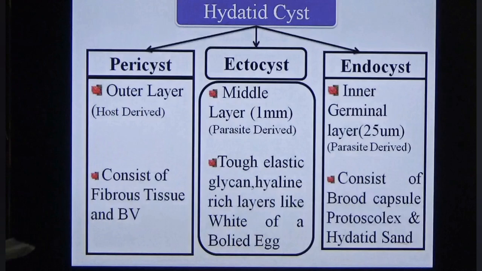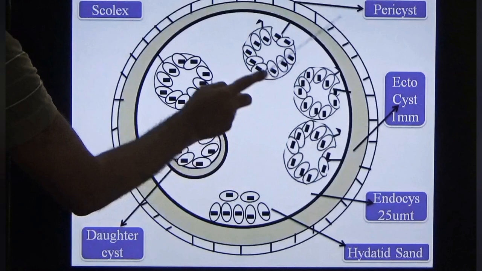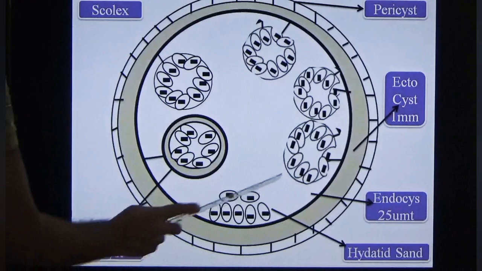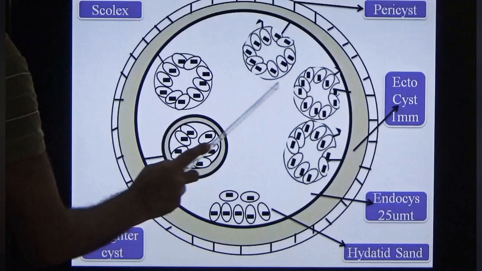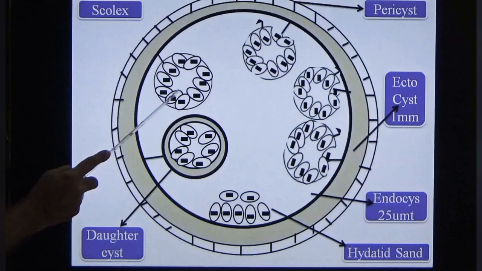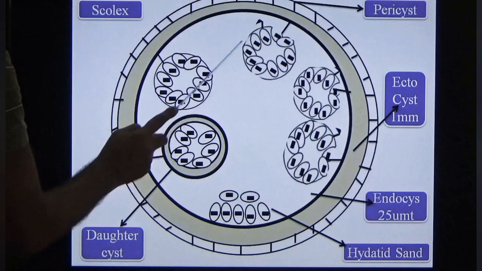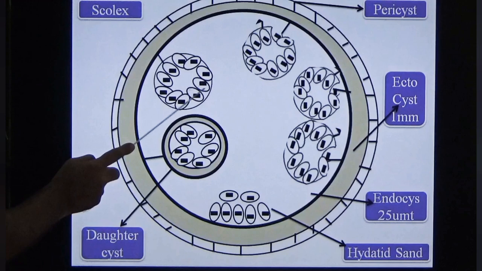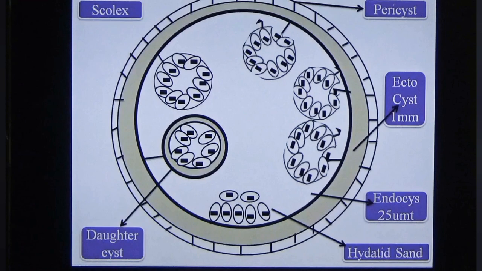This is the pericyst, the outermost layer, this is the ectocyst and this is the endocyst. The endocyst has three structures. One is the big one, known as the brood capsule, and inside the brood capsule there are so many round structures. Each one is known as a protoscolex. The protoscolex settled into the bottom of the endocyst is known as the hydatid sac. We'll discuss in detail.